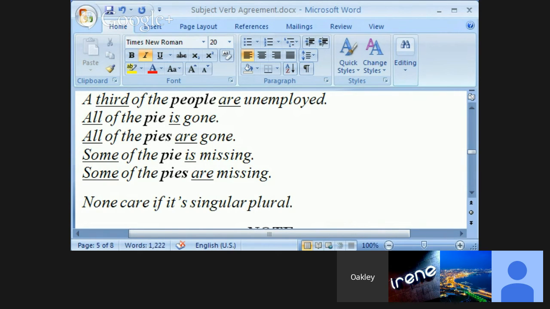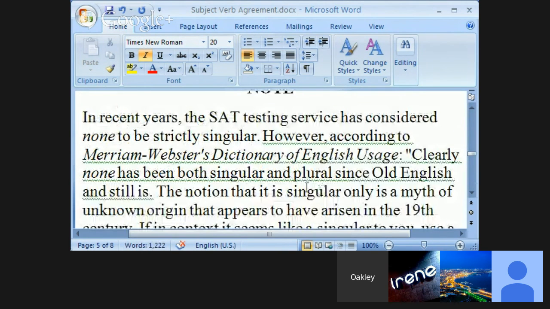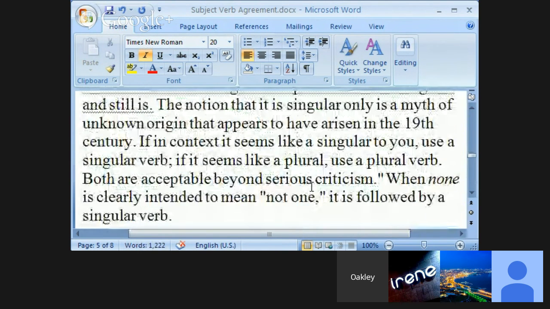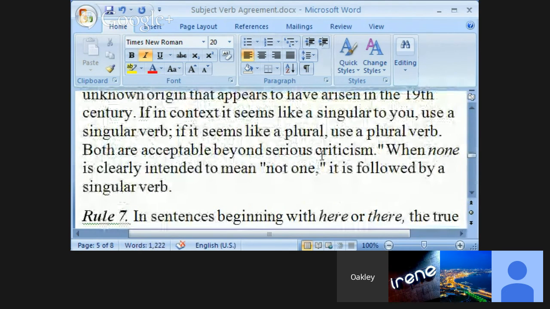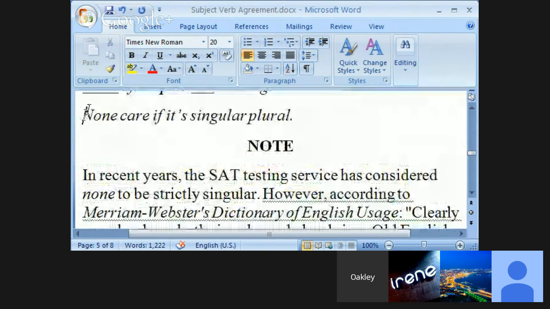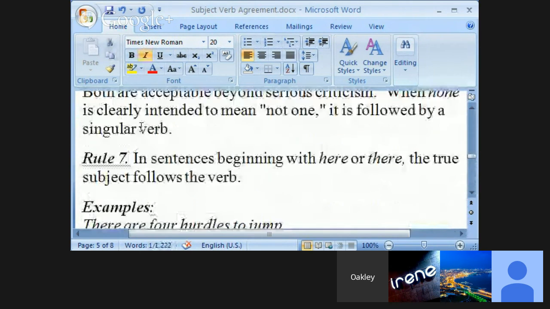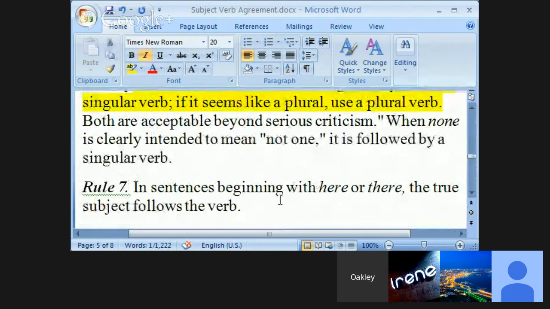This is one of those things in grammar. These are rare, but where nobody has decided what the rule is. So you guys don't even worry about using none. It doesn't matter. Do whatever you want. Basically, here's the rule: if in context it seems like a singular, use a singular verb. If it seems like a plural, use a plural verb. This is the rule I'm going to teach you anyway. Even the professors don't know exactly how to define it. All right, so don't worry about it.